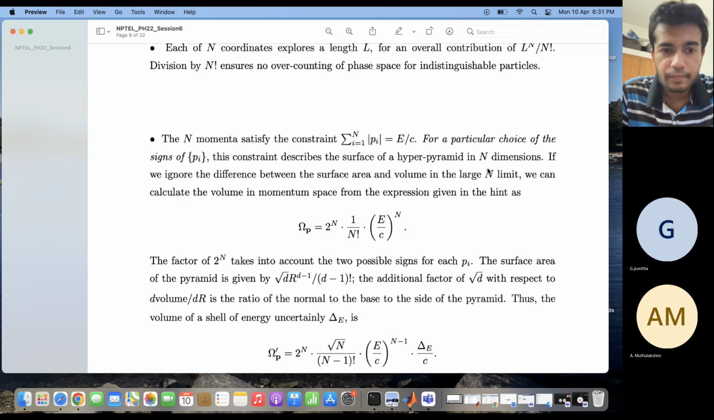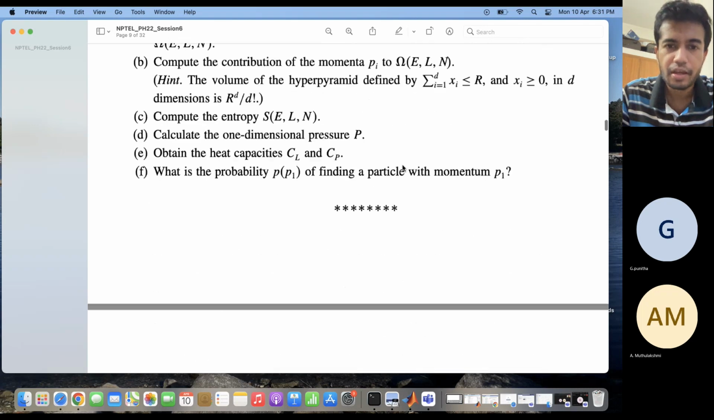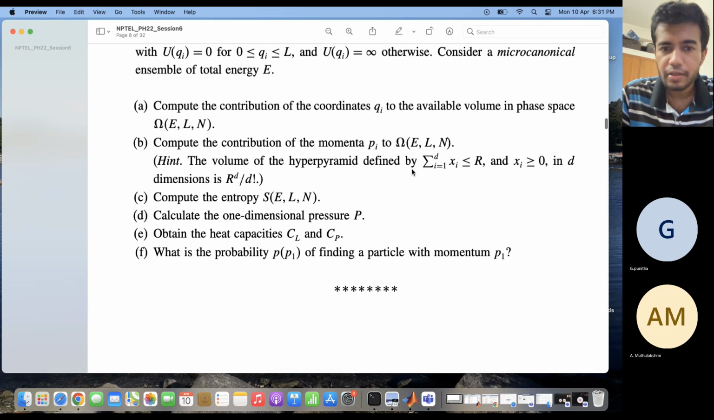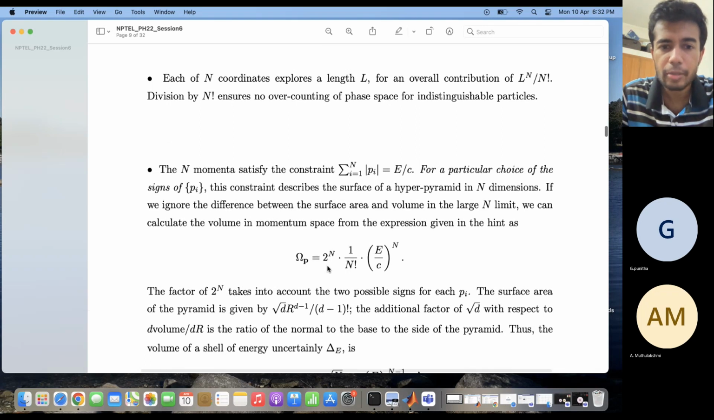Okay, it's a polyhedra. So if we ignore the difference between the surface area and the volume in the large n limit, then we basically have to find the volume contained within the n-dimensional hyperpyramid. And what is the volume of the hyperpyramid? The volume of the hyperpyramid in d dimensions is given by r to the power d by d factorial, where the hyperpyramid is defined by this constraint. So in this case, my r is equal to E by C. Therefore, the contribution from all the momentum is given by 2 to the power n into 1 by n factorial, E by C raised to the power n, because I'm looking in an n-dimensional space.